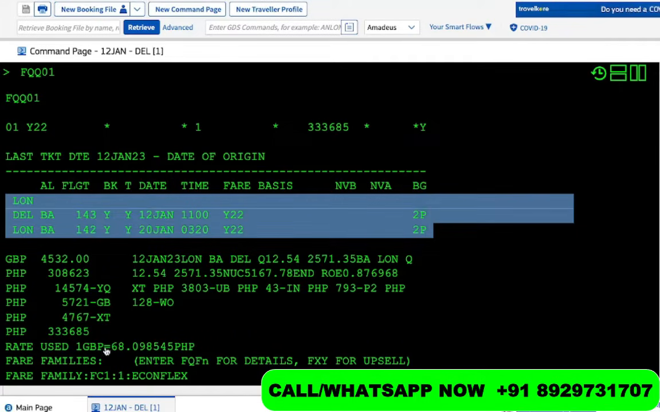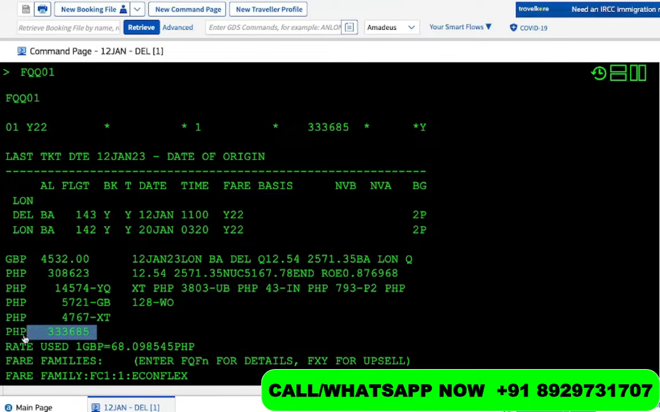Now we come down, we see this one. So this ID that we are using right now belongs to the Philippines. That is why you will see the total fare is coming out in Philippines peso. So 333,685 Philippines peso is the total price of this ticket.